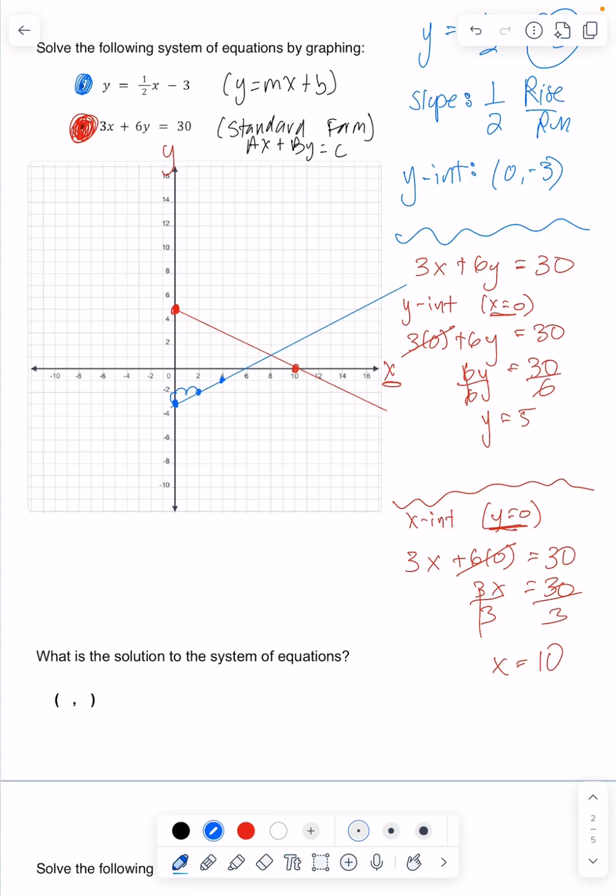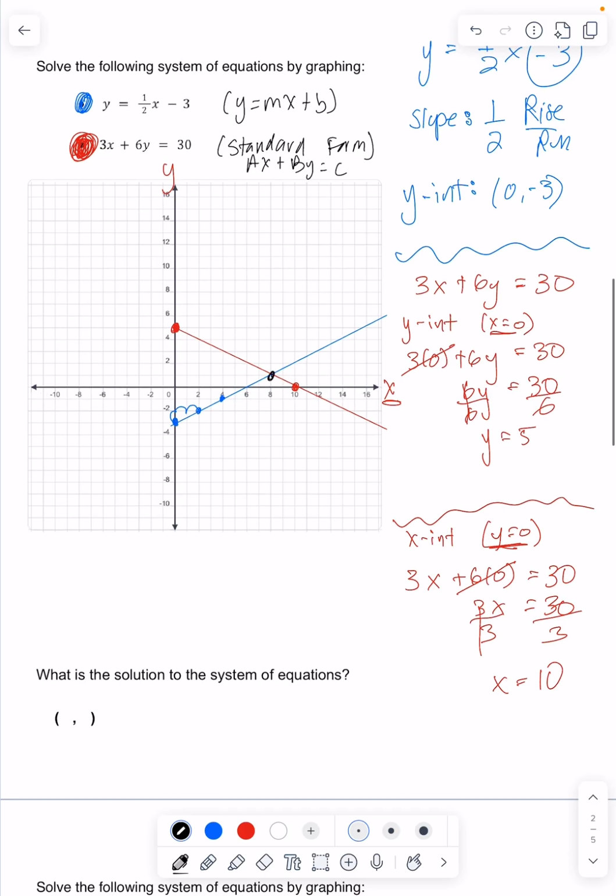With this one, connecting the points together. And then at this point, when we have it really secure, we could see that the point of intersection is actually at what coordinate point? Well, in this case, it'd be at (8, 1).